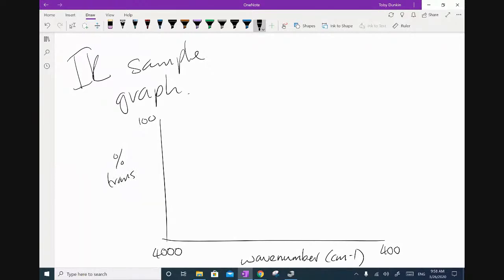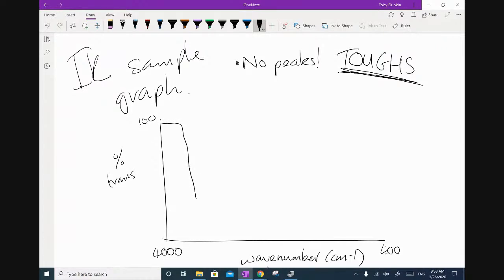So we now get a really, really odd graph, because what we don't get are peaks. We now get what are called troughs in infrared, because what's happening is that you've got 100 and then you suddenly get an absorbance. And so what that means is, because it's been absorbed, the transmittance decreases.